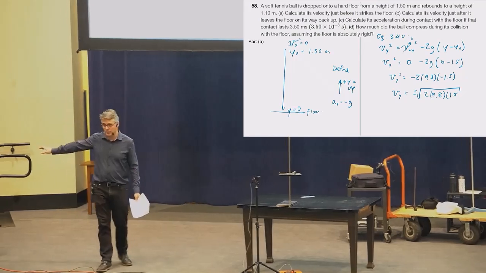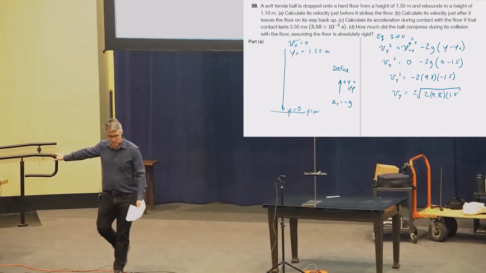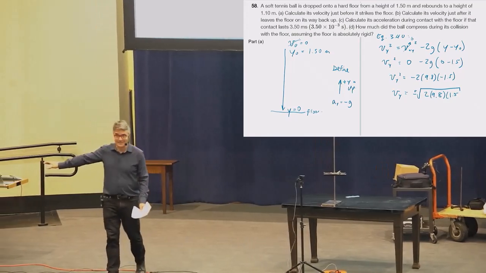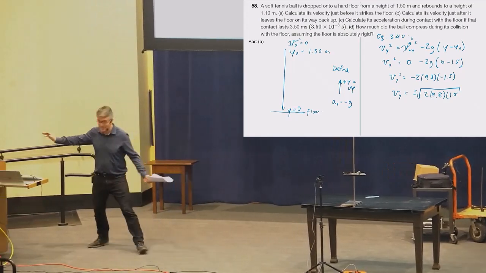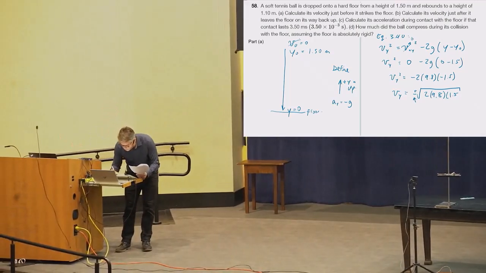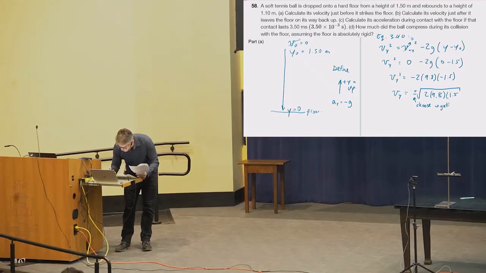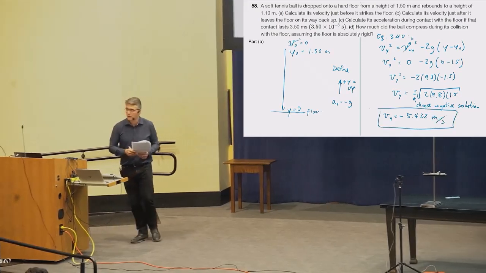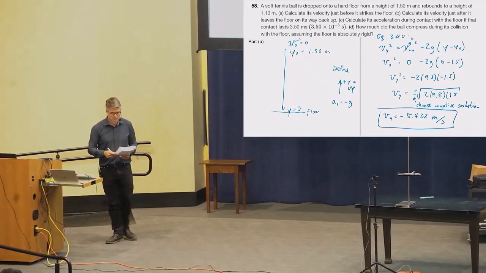So in this case, is it plus or minus that's correct? Minus. I heard some people yell, yeah, in this case it's minus that's correct, because we know it's going down just before it hits the ground. So we choose the negative solution here. So that's good. So you say that Vy is equal to negative 5.422 meters per second. Okay. Everybody see how we did that?